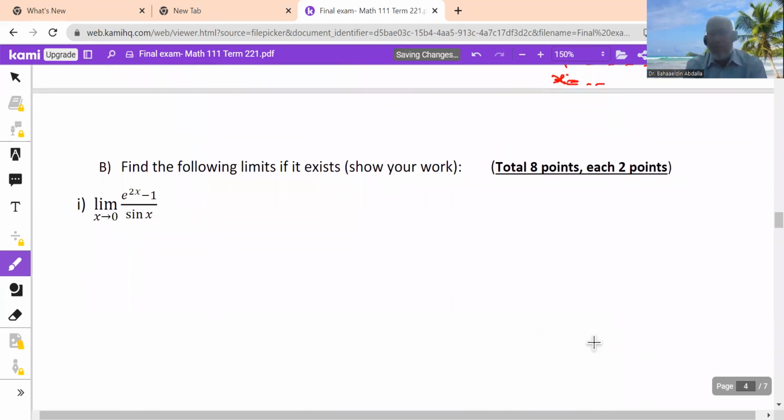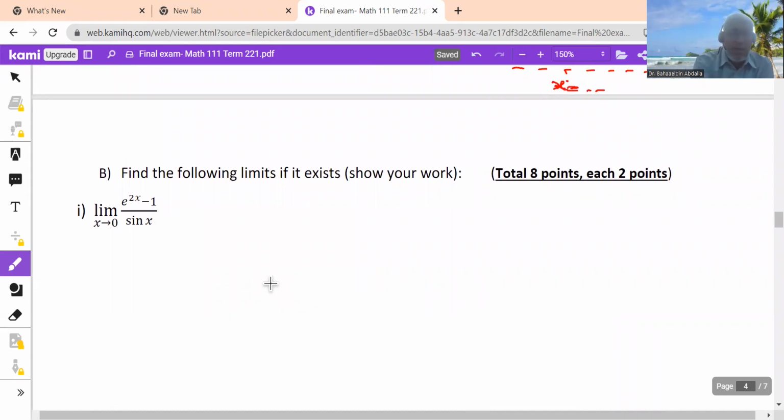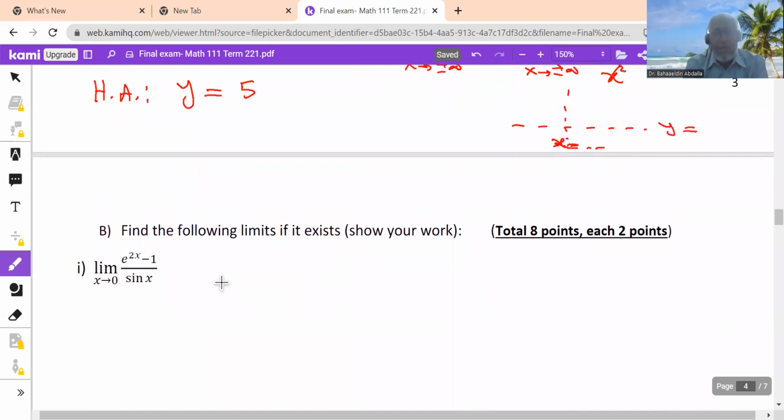Find the following limits if they exist. Okay, we start by replacing x by 0. e to the power 0 is 1. 1 minus 1 is 0. Sine 0 is 0. So you must be in the radian mode to find sine. So we have 0 over 0, so we can use L'Hopital's rule.